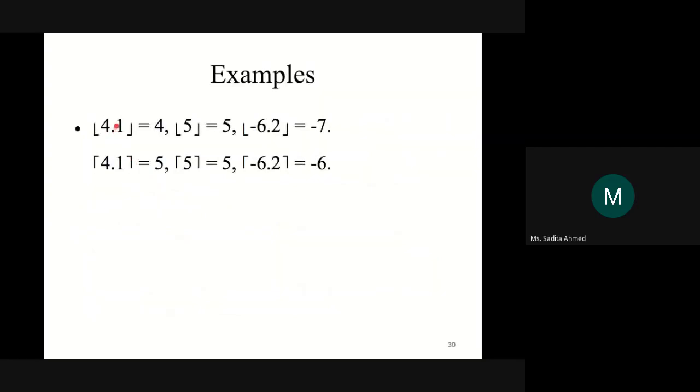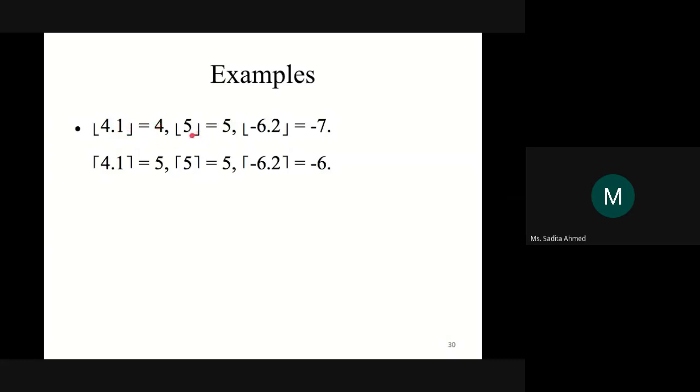So the floor function applied on 4.1 gives you 4. Because floor, we go down, right? Floor, so we go down. The largest integer that is less than or equal to this value. First of all, it will not be equal to this value because this is not an integer. So we have to go down. The largest integer that is less than this value is 4. So that is the result.